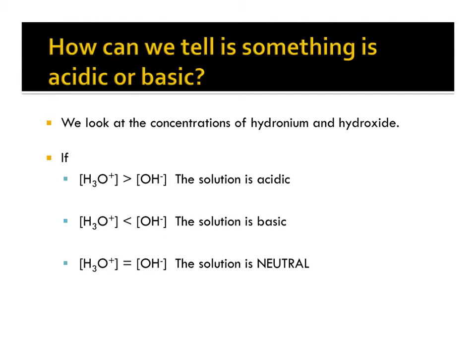Okay, so determining if something is acidic, basic, or neutral is basically looking at the amount of hydronium ion, which is H3O plus, and the OH minus. So more H3O plus makes it acidic. If we have a greater number of H3O plus, we are going to be acidic. If we have more OH minus, we're going to be basic. If we balance out and have the same H3O plus as OH minus, we become neutral.